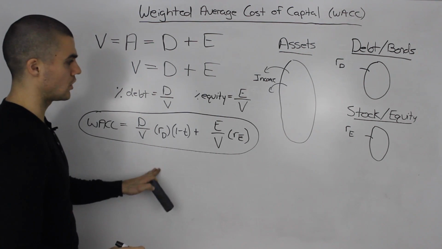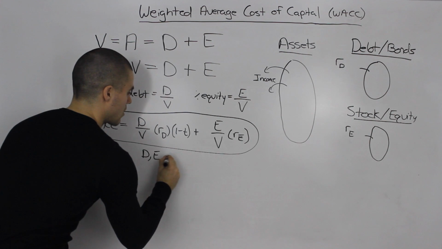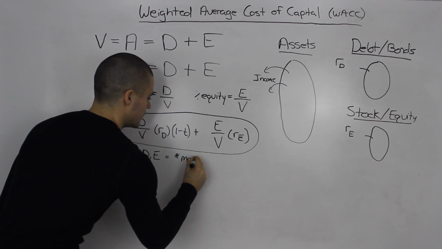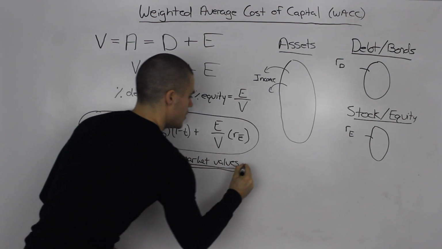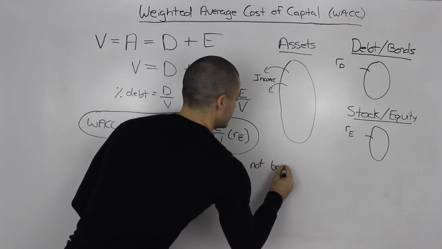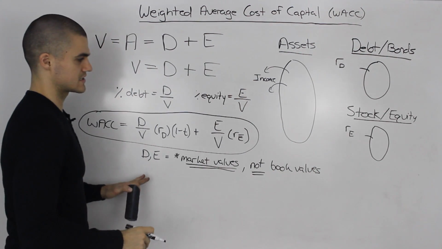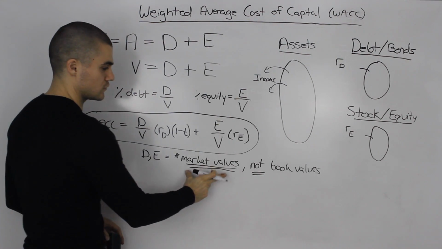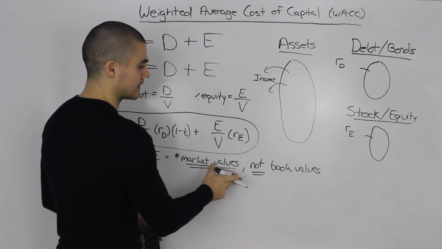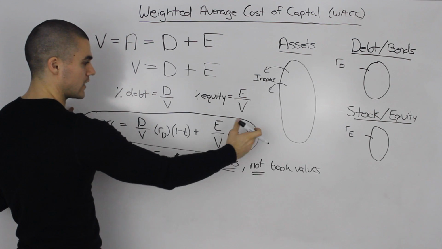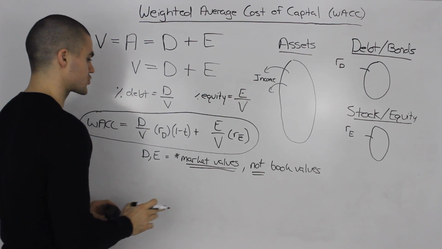A couple of things I want to note before moving on. Remember that D and E here are market values, not book values. This is very important because some profs and in the textbook you'll sometimes see they'll give you both market values of debt and the book values of the debt and the equity, and you have to ignore the book values. This WACC formula is based on market values only. So be careful of those tricks.